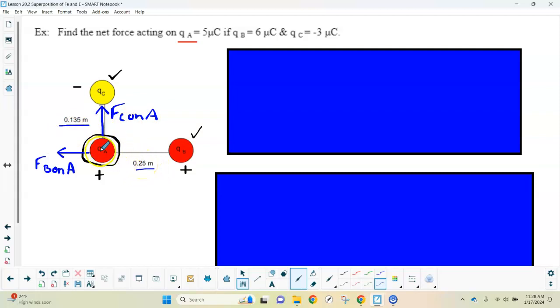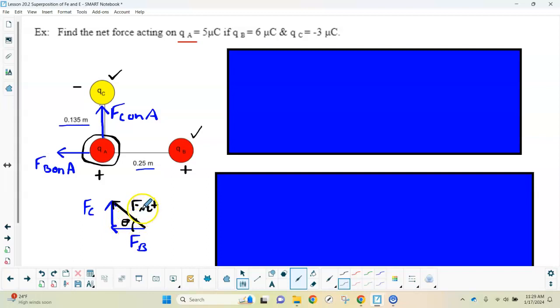So overall, B tries to push A to the left, and C tries to pull up on A. So the net force would be the combination of those two. We're going to use a little bit of vector math. If this is the force from C on A, and this is the force from B on A, then the net force is going to go up and to the left. So we're looking for F net, the resultant force, and our angle theta.